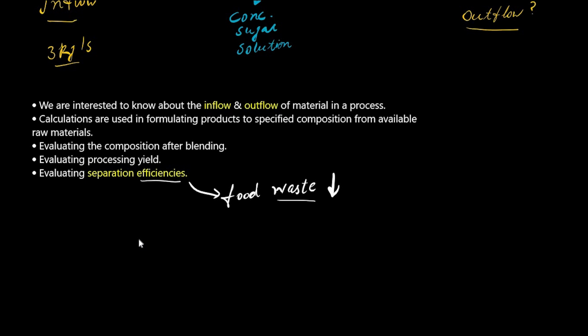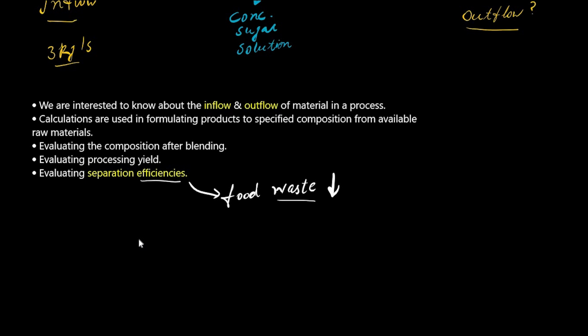Or we can also recycle this waste back into the food industry. We can utilize this waste. We can find out some methods to utilize this waste. So what do we have to do? We have to calculate the efficiencies, how efficiently this waste is separated or utilized. And we apply material balance equations to understand how efficiently different components are being separated.